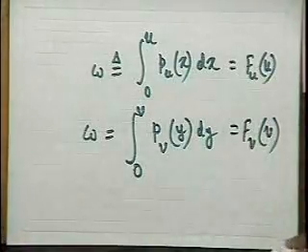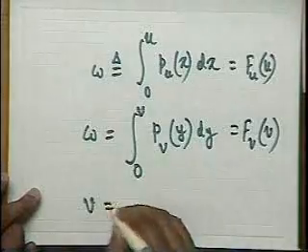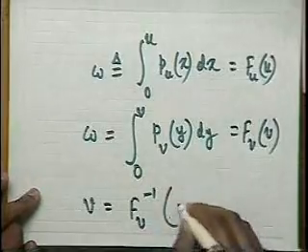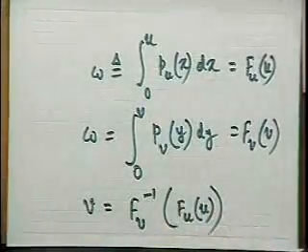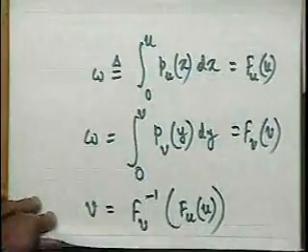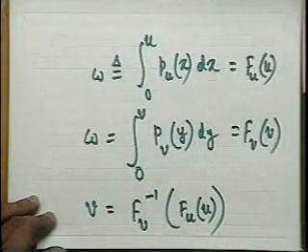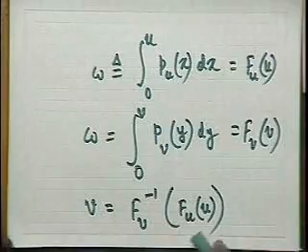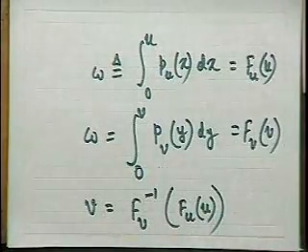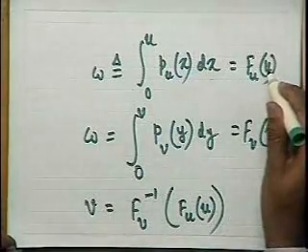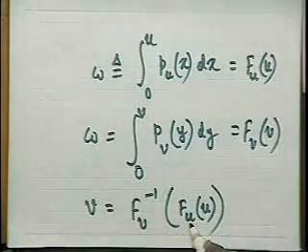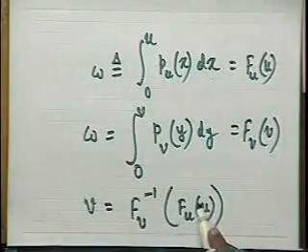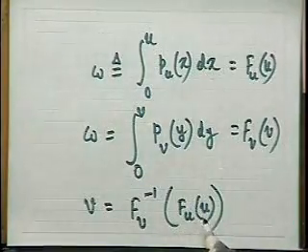Now if from these two equations I eliminate W, can you tell me what results? I get V as Fv inverse of Fu(u), because V is the output function. What is the physical interpretation of this? The physical interpretation is: convert the original image U into a histogram equalized image. Fu of U is the histogram equalized image obtained by applying the cumulative distribution function of U.